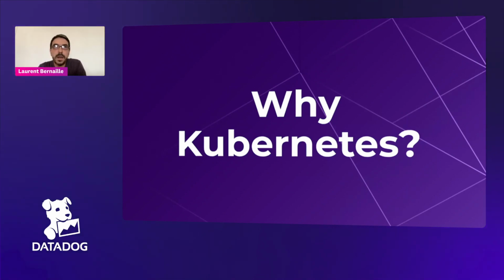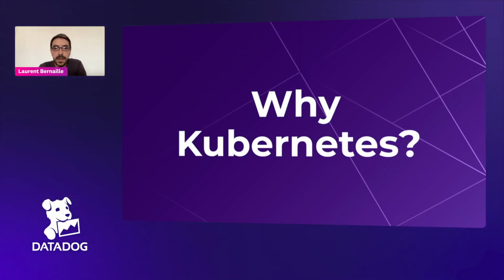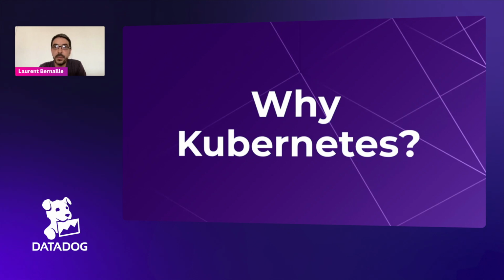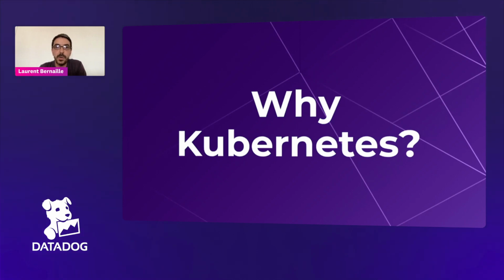So we started the project to migrate to Kubernetes about when I joined. Before that, we were actually running on VMs on AWS, and we're using Chef to manage our instances. This was working fine, but we had a few issues, mostly related to scale and also to immutability.